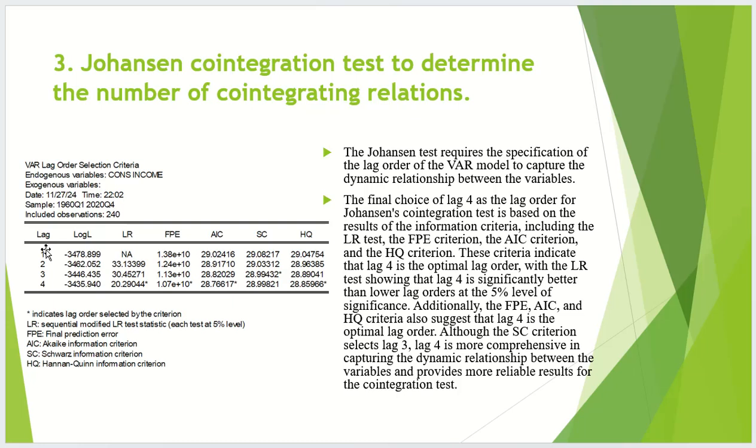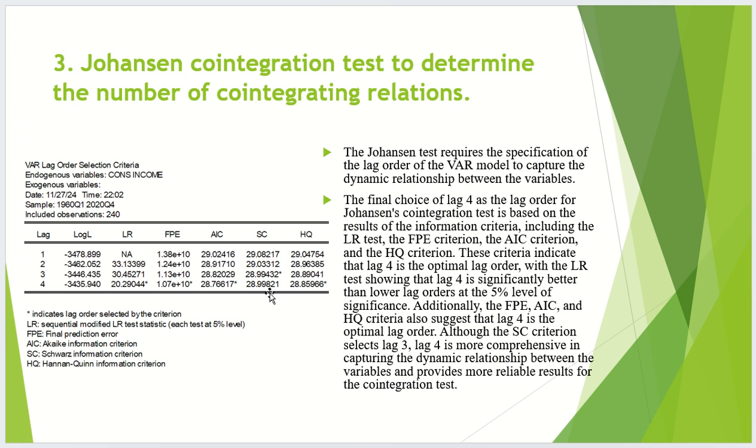The next step is the Johansen co-integration test to determine the number of co-integration relationships. To figure out how many co-integrating relationships exist between these two variables, we have to do the Johansen test. The first step of the Johansen test is to find out the lag order. I use VAR lag order selection criteria for this study, and we can see this picture here.